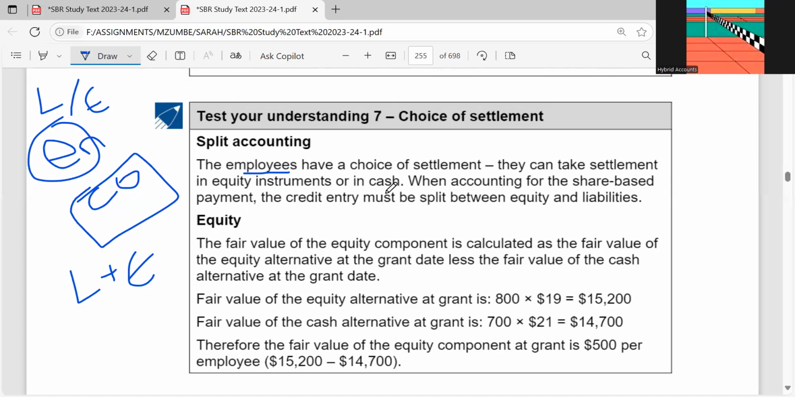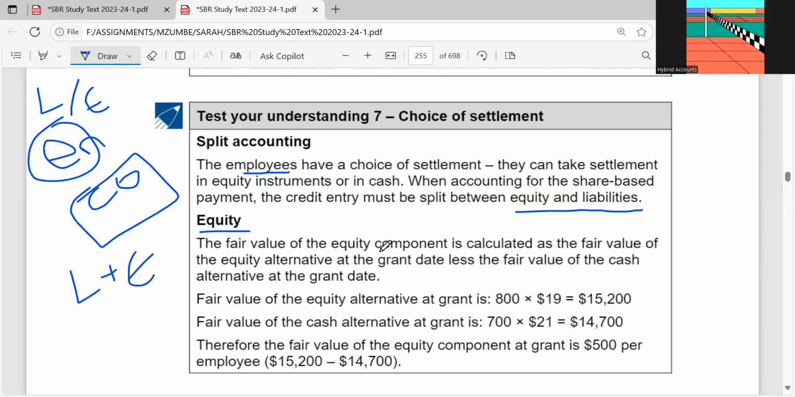And so when accounting for the share-based payment, the credit entry must be split between the equity and what? Liabilities, right? The debit is obviously an expense. It doesn't matter whether it's equity settled or cash settled, it's either an expense or an asset, right? Okay, let's go now on how to get the equity. We learned how to get the equity element, but also to get the liability component. The liability component is done just like for the normal cash settled, right? But the equity component, we follow the equity settled principles, right?